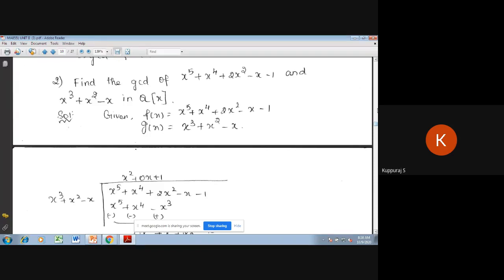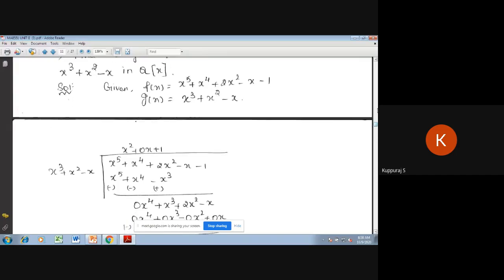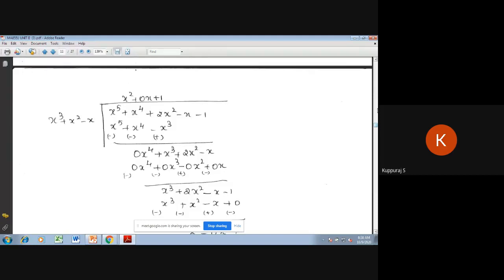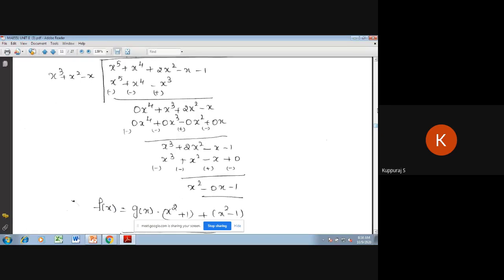The degree of the first polynomial is 5. The degree of the second polynomial is 3. Therefore, x power 5 plus x power 4 plus 2x square minus x minus 1 becomes the dividend, and x cube plus x square minus x becomes the divisor. So when x power 5 plus x power 4 plus 2x square minus x minus 1 is divided by x cube plus x square minus x, you get the quotient as x square plus 1 and the remainder as x square minus 1.